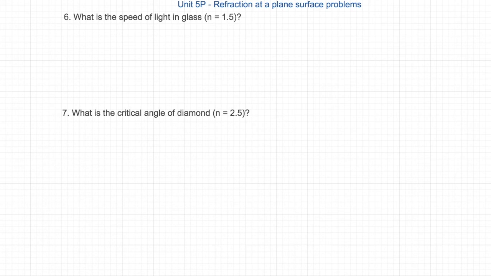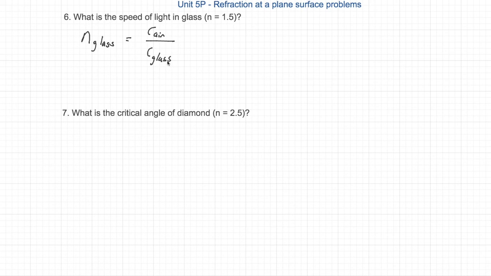Question 6, what is the speed of light in glass? n equals 1.5. Now I said in Unit 5 that the index of refraction is related to how much a material slows down light. And here is the formula that you can use to calculate that. So the index of refraction of a material, in this case it's glass, equals the speed of light in air divided by the speed of light in that material, in this case glass.